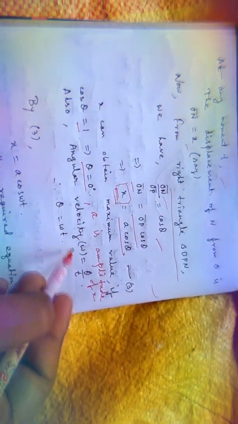Also, the angular velocity omega of the directed point P is equal to theta by t. We know this relation, so theta is equal to omega t. So by equation 3, we can write x is equal to A cos omega t. This is the required equation of simple harmonic motion, which represents the relation between the particle's amplitude, angular velocity, and displacement.